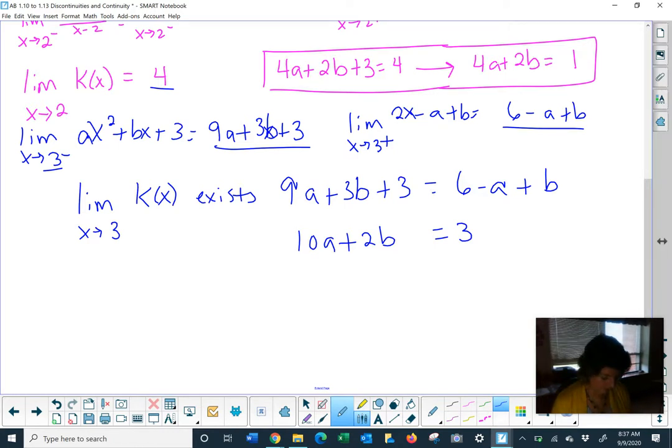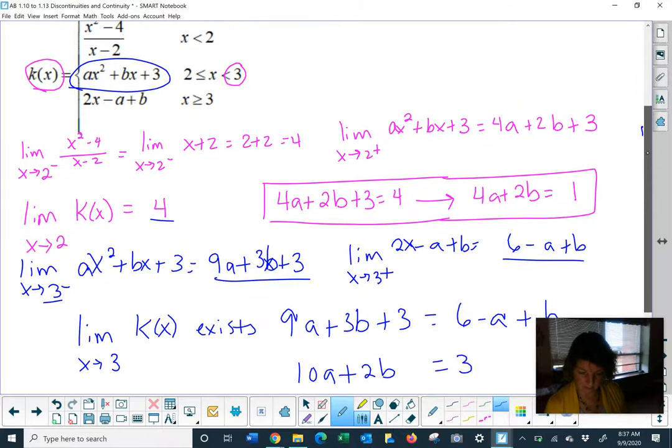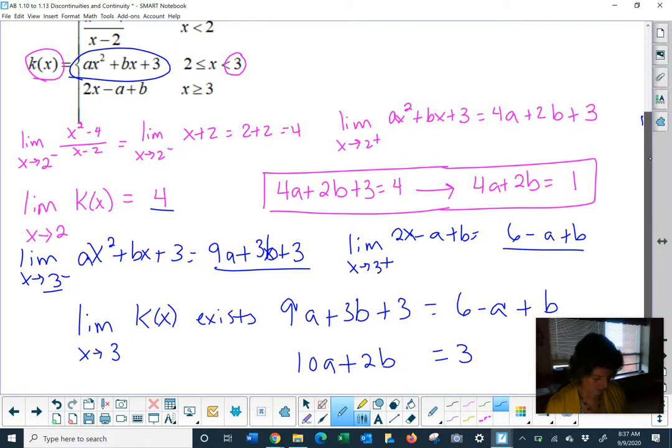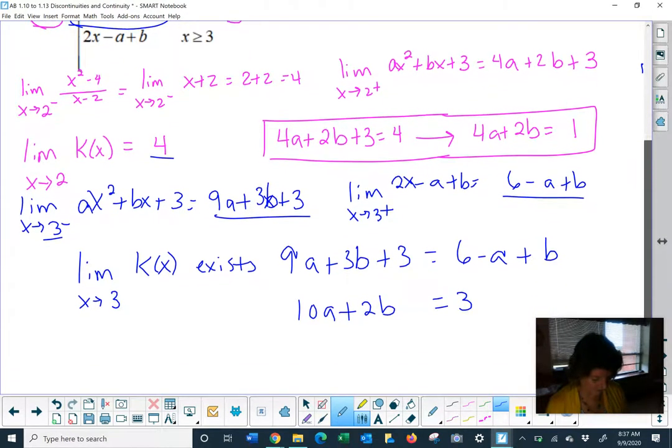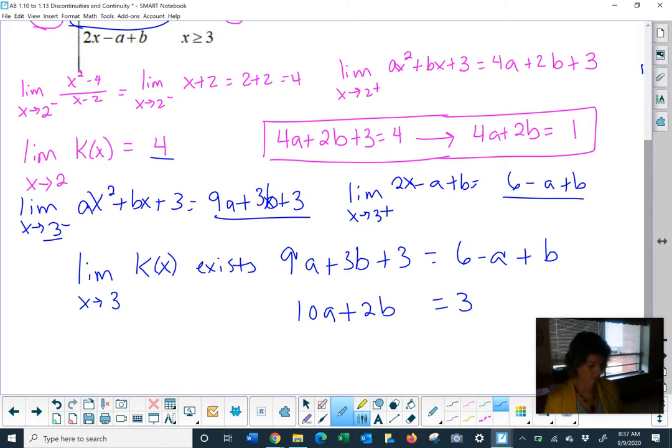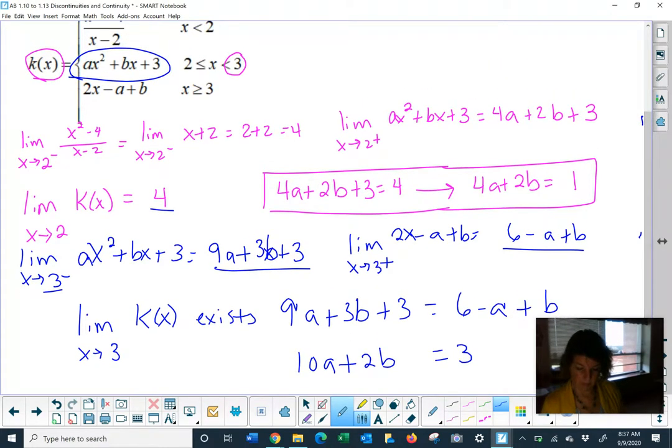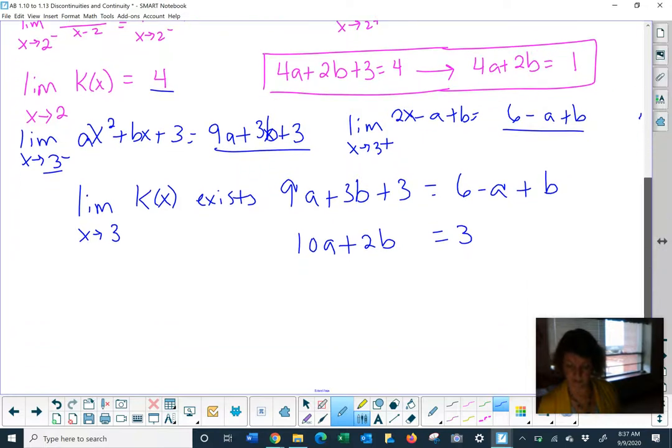That's not what I have on my notes, so I must have a mistake somewhere. I have 9a minus 3b. Should that be minus 3b? Don't think so. I think I've got a mistake in my notes. We're approaching 3, aren't we? We put 3 in here, giving us 9a plus 3b. And then the other one, put 3 in, we have 6 minus a plus b. Okay, I just have an error in my notes.